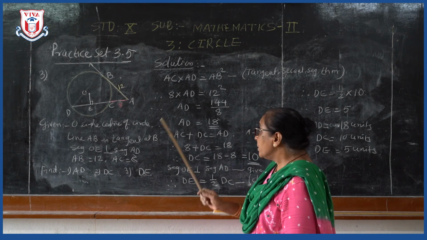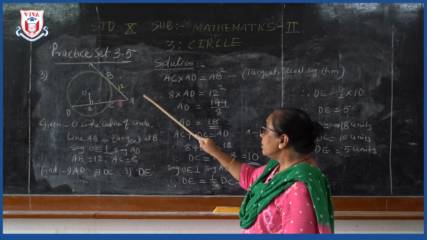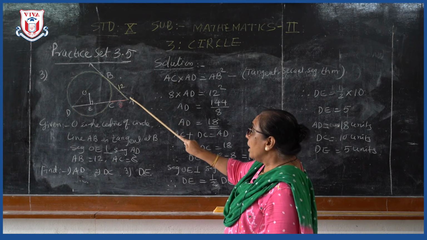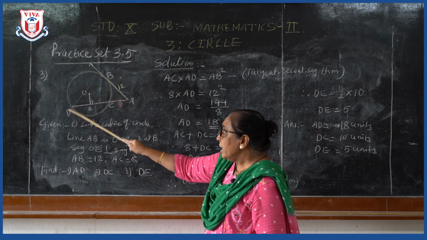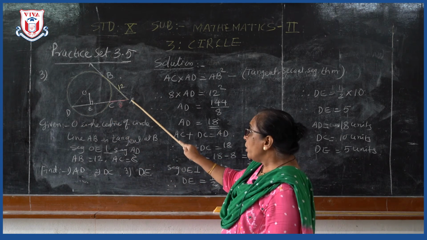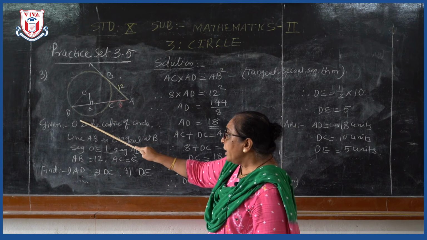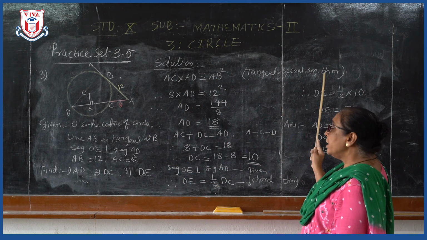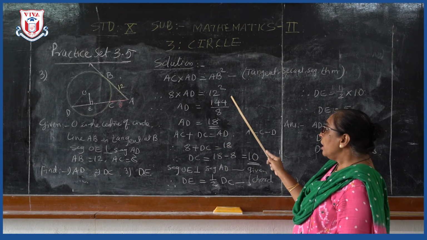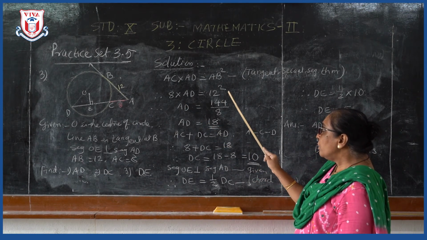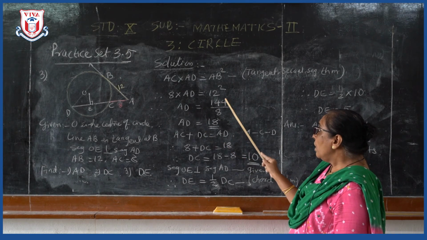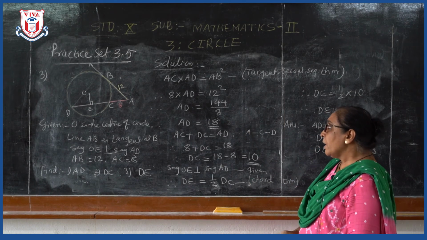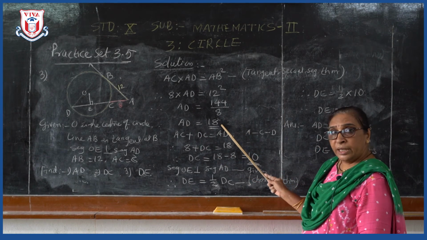So how to find this? First, see that as AB is the tangent segment and ACD is the secant, we get the product AC and AD: AC multiplied by AD is equal to AB square. Tangent secant segment theorem. Substituting values, we get 8 into AD is equal to 12 square. So AD is equal to 144 divided by 8. 18 eights are 144, so AD is equal to 18.